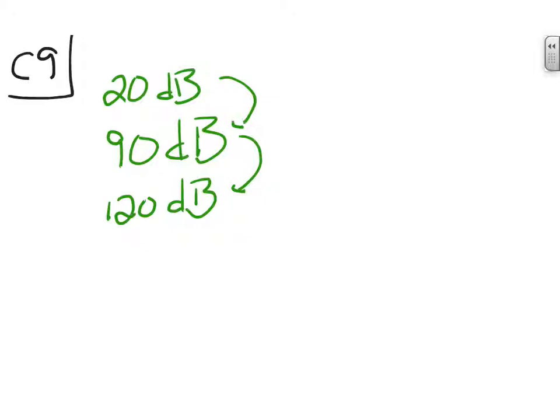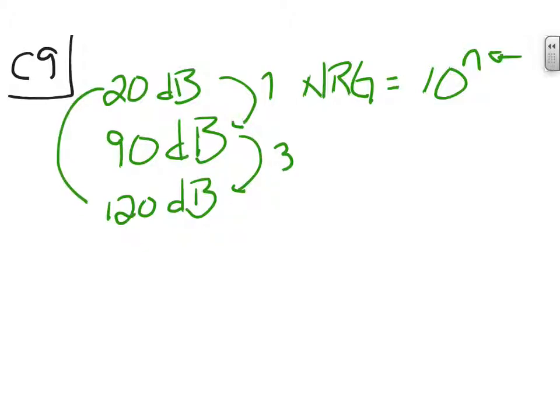Well, the formula we have, if we're looking at how much energy is actually contained in the wave, is that it's equal to 10 to the n, where n is the number of 10 decibel steps. So if I'm going from 20 to 90, that would be a total of 7 steps. From 90 to 120, that would be a total of 3 steps. And all the way from 20 to 120, that would be a total of 10 steps. So that would be 10 to the 7, 10 to the 3, 10 to the 10.